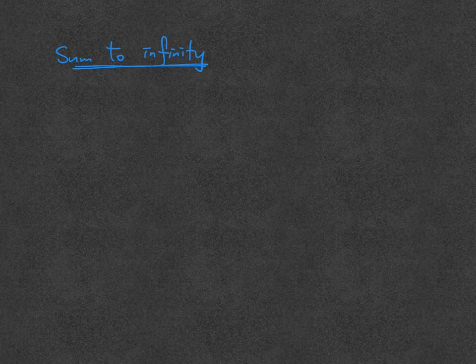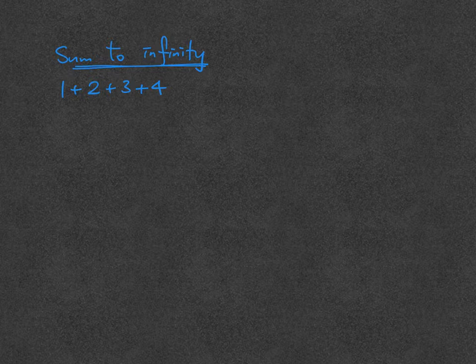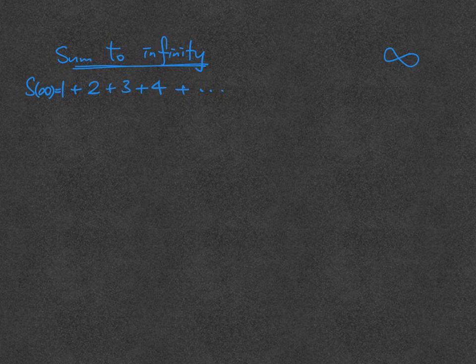The last part we'll be talking about is sum to infinity. For example, if you add up the consecutive positive integers like 1 plus 2 plus 3 plus 4, if you add up to 10, we call it S10. If you add up to 100, it is called S100. But the meaning of sum to infinity is that you continue to add up to infinity, and we have a notation called S infinity. So we use the word infinity to represent the sum.